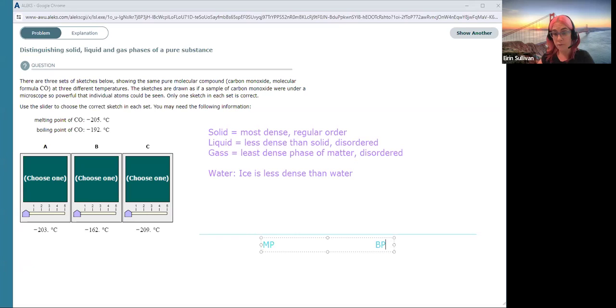So above the boiling point, what happens once a liquid boils? Well, it turns into a gas or a vapor if you prefer. If you cool a gas down below its boiling point, it condenses back into a liquid. So these are two important temperatures to know.